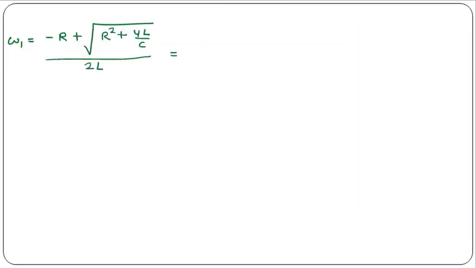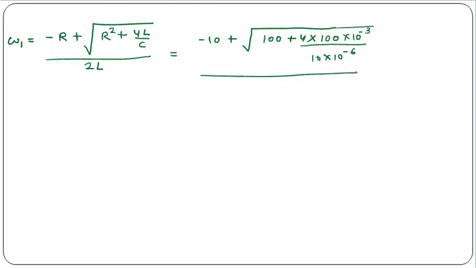Okay, so this is minus 10 plus square root of 10 squared, which is 100, plus 4 into L value, which is 100 millihenry, so 100 into 10 to the power minus 3, divided by C value, which is 10 microfarad, so 10 into 10 to the power minus 6, divided by 2 into L value, which is 100 millihenry, so 100 into 10 to the power minus 3.